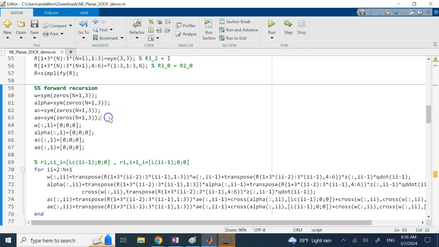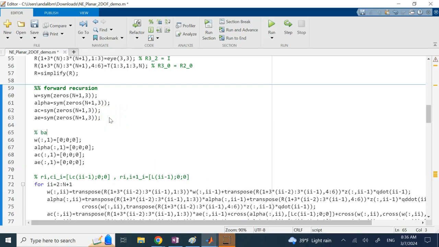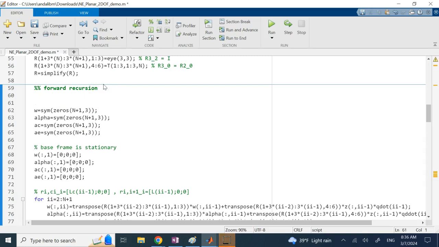So here, these are what? The base frame is stationary. And these are just initializations.